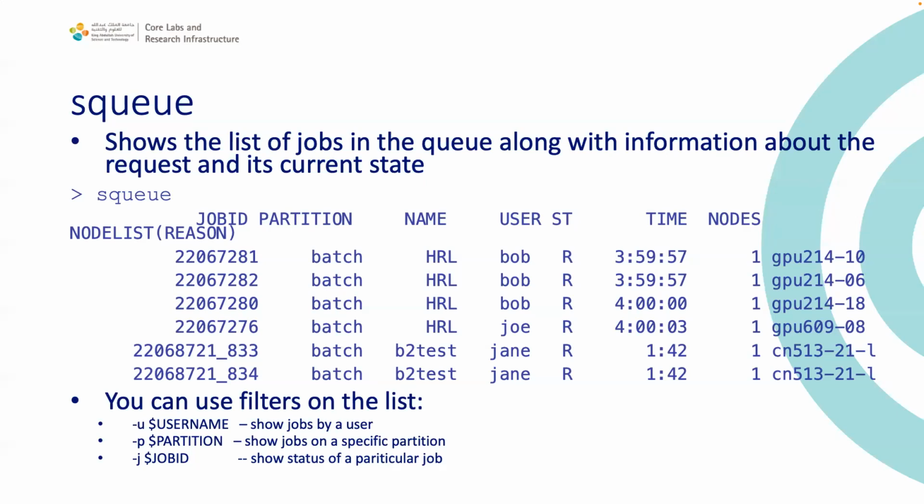So squeue can work with different options, like -u username to show your jobs, -p if you have some kind of partition that you are working on, a specific project, or -j job ID if you want to see a particular job that you just submitted, like how is my job going, or how long it has been running, and so on. Usually when you run squeue, you see the different names of the user. ST is the status. You will see R if it's running, PD if it's pending, and so on and so forth. Don't get scared if you see something that you don't recognize. You can always search for it on the internet.